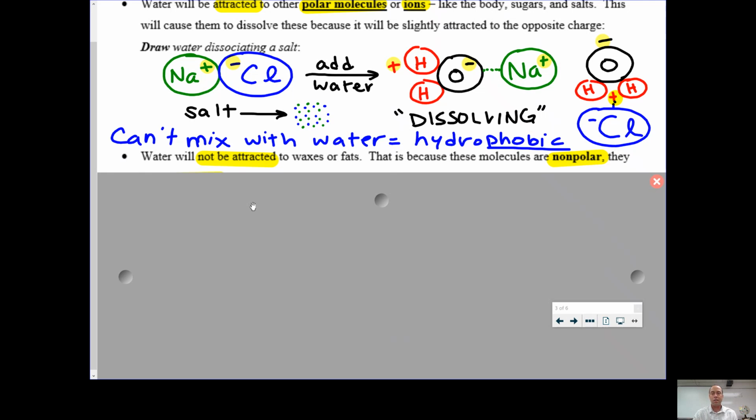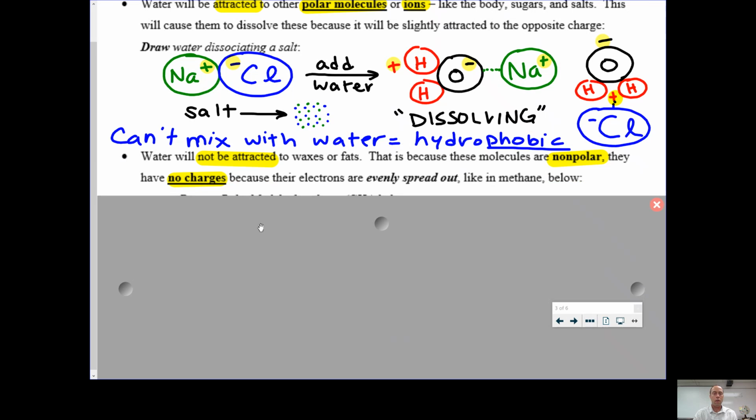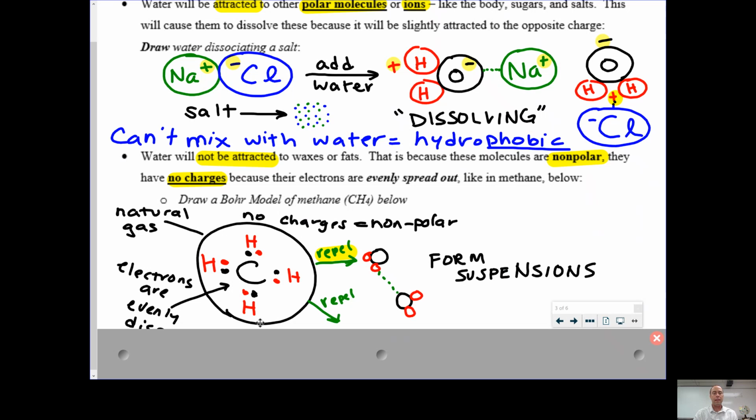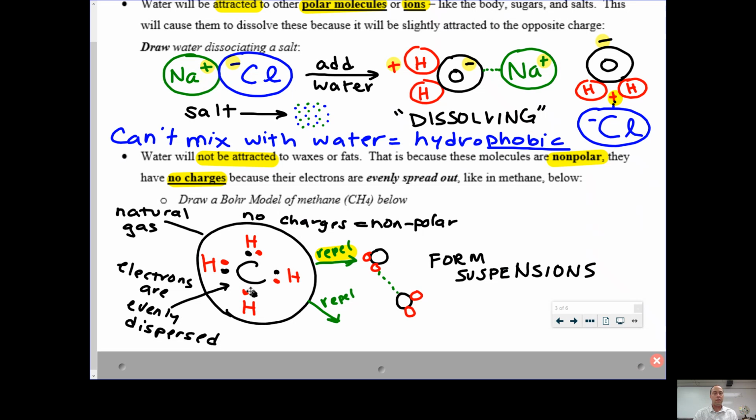Water will not be attracted to waxes or fats, and that's because those are nonpolar. Things that can't mix with water are called hydrophobic, and that's because they have no charge, so their electrons are evenly spread out. In the case of methane, each of the hydrogens around the carbon are all together. This is natural gas. Electrons are evenly dispersed, so they will form suspensions.